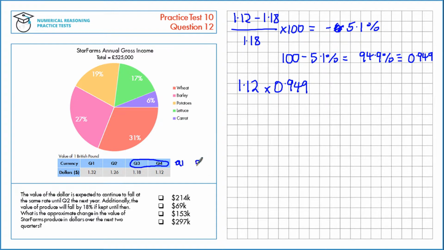However, we want Q2 next year, so we've got to multiply it by this twice, which is the same as squaring the multiplier. That gives us an approximate exchange rate of £1 is equal to $1.01.